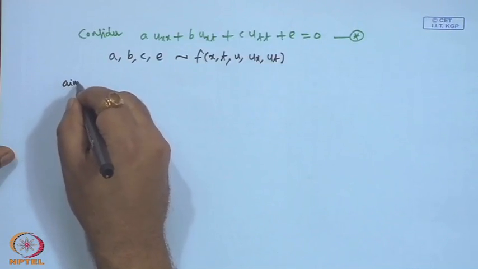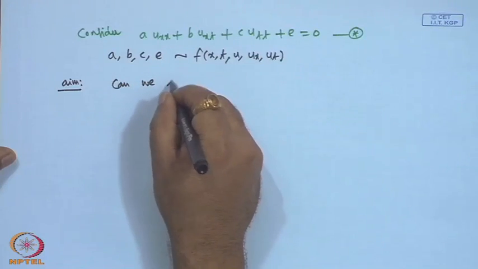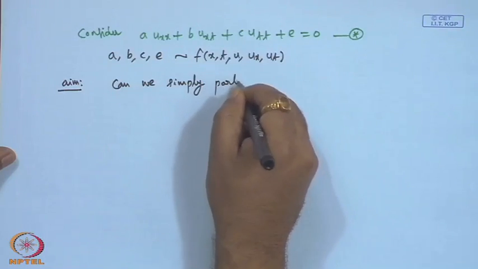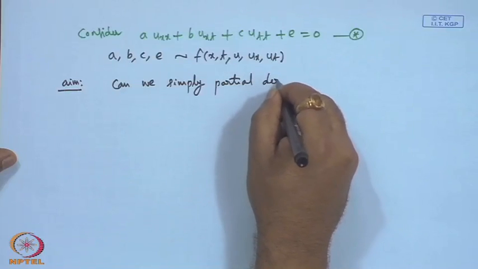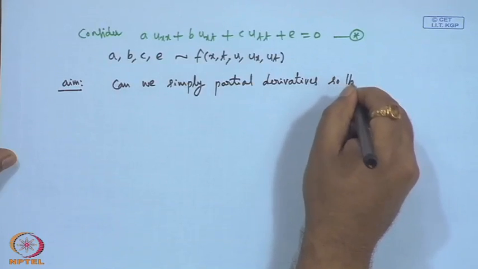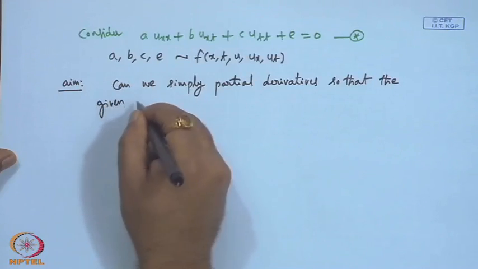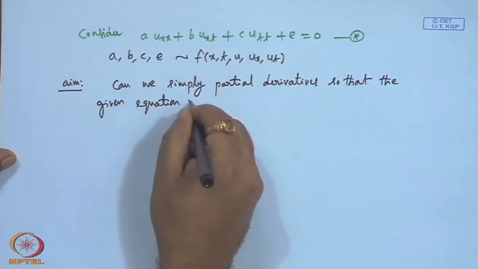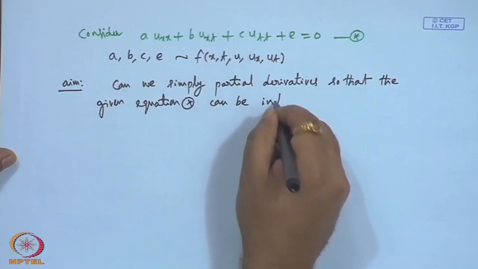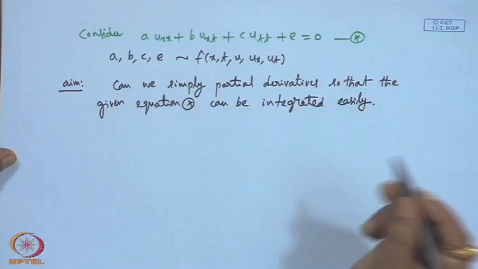So, now what is the aim? The aim is, as I mentioned, can we simplify partial derivatives so that the given equation star can be integrated easily?